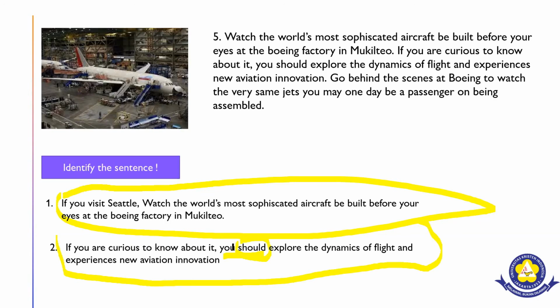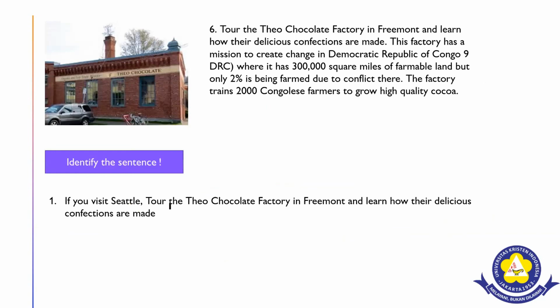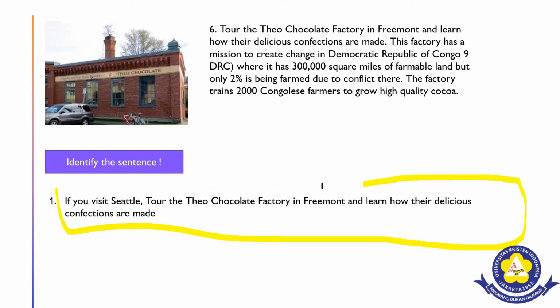Okay, the last one. If you visit Seattle, tour the Theo Chocolate Factory in Fremont and learn how their delicious confections are made. This is also the imperative.